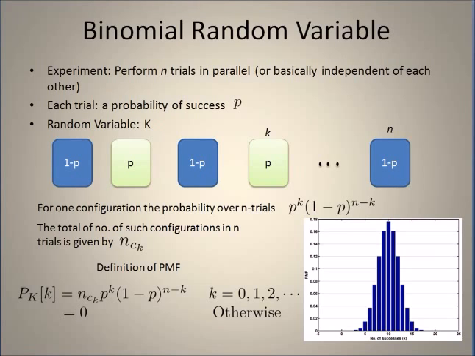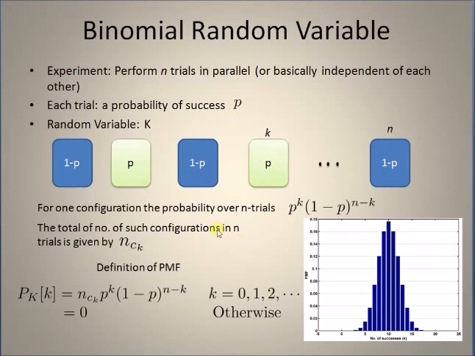So in each trial or each experiment we have two possible outcomes, either a success or a failure, and the probability of success is given by p. Then the binomial random variable characterizes the total number of successes in these n experiments. That is, for example, if k denotes the total number of successes in these n experiments, then the binomial random variable stands for this k.